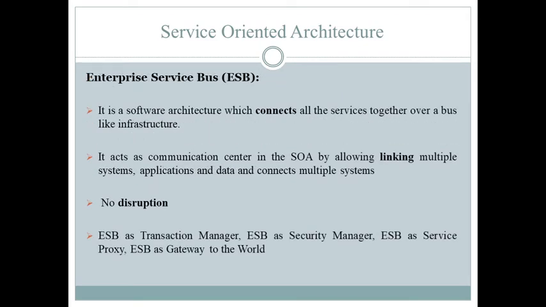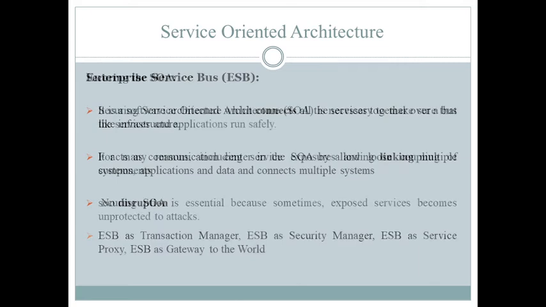The next topic in SOA we are going to discuss is the enterprise service bus. In short, we will term it ESB. It is a software architecture which connects all the services together over a bus-like infrastructure, and it acts as a communication center in the SOA by linking multiple systems, applications and data together. No disruption will occur here. ESB acts as a transaction manager, security manager, and service proxy, and as a gateway to the world.